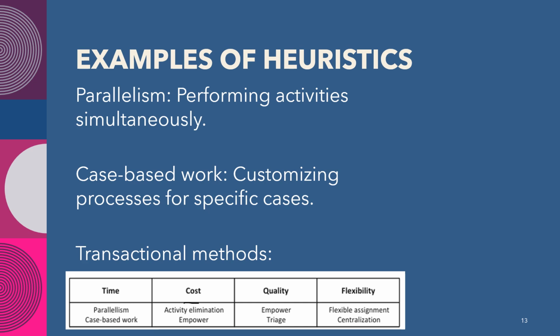We also have a few transactional dimensions such as time, cost, quality, and flexibility. Each has its own importance. For example, when it comes to time, it is parallelism and case-based work. For cost, it is activity elimination and the like. And the same thing goes for quality and flexibility as well.